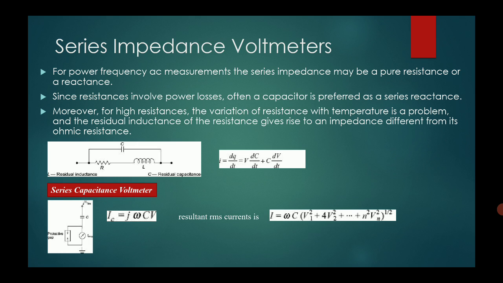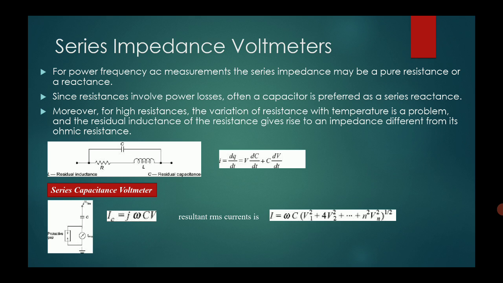You can see the schematic diagram of the series impedance voltmeters. Moreover, for high resistances, the variation of resistance with temperature is a problem, and the residual inductance of the resistance gives rise to an impedance different from its ohmic resistance. So we have a schematic diagram of this impedance voltmeter, which has resistance with a residual inductance and a residual capacitance.